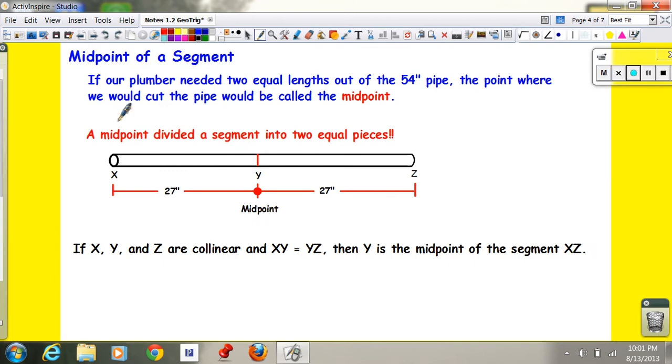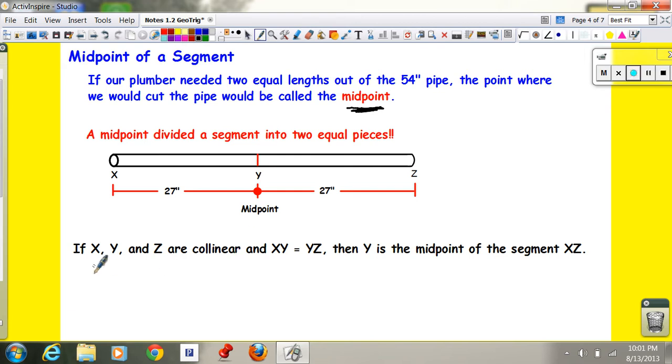Okay, midpoints. If our plumber that we were talking about earlier didn't need to make one piece smaller, half as much as the other, but they needed 2 equal lengths out of the 54-inch pipe, the point where we would cut the pipe would be called the midpoint. So if he wanted the pipe to be cut exactly in half, that's the point that's called the midpoint. The midpoint divides a segment into 2 equal pieces. If they're both 27s, then you know you have the midpoint.